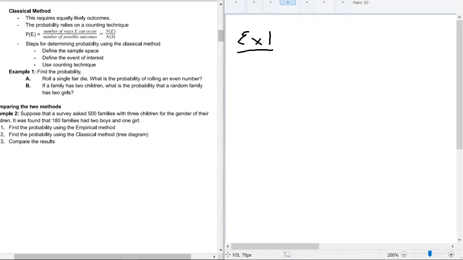So we roll a single fair die. A single fair die has 6 sides: 1, 2, 3, 4, 5, and 6. This question is asking what is the probability of rolling an even number. If we think about rolling a fair die, all outcomes, all 6 sides, are equally likely to occur. So for A, we're dealing with the classical method. Let A be the event, roll an even number.